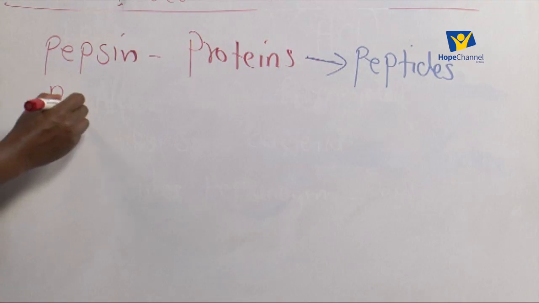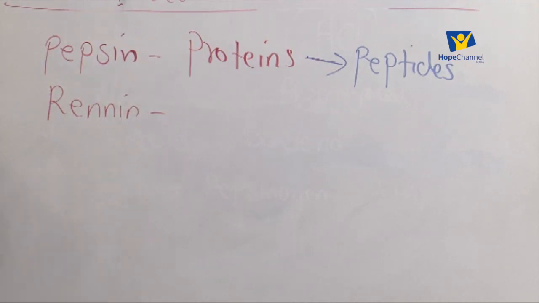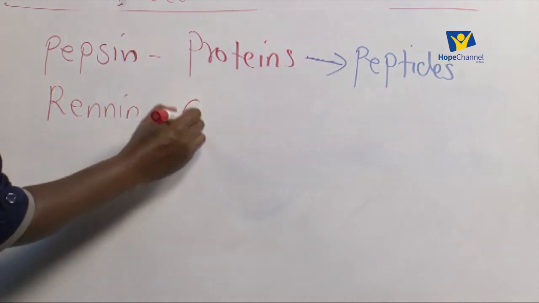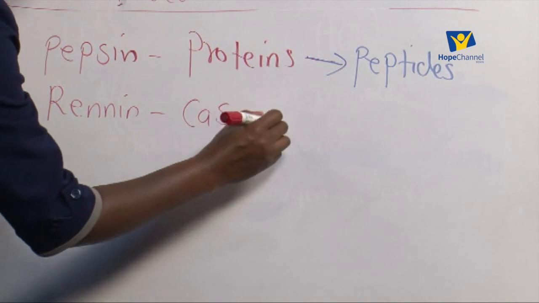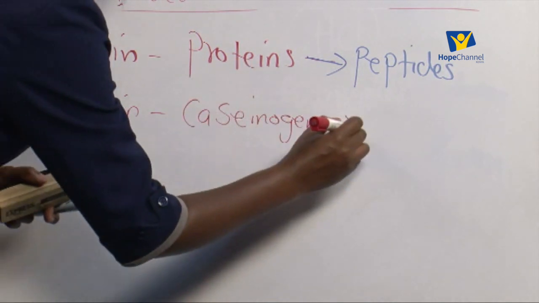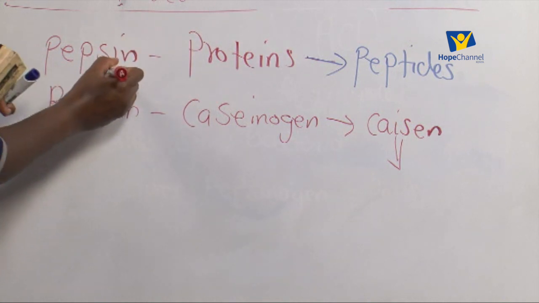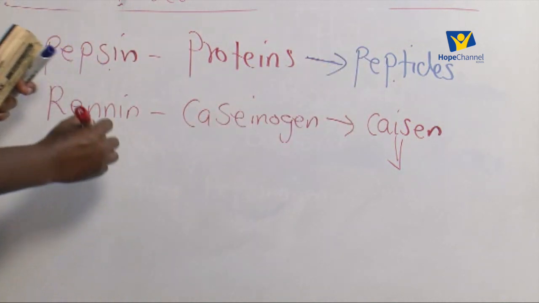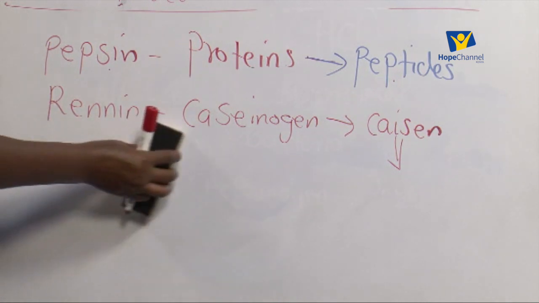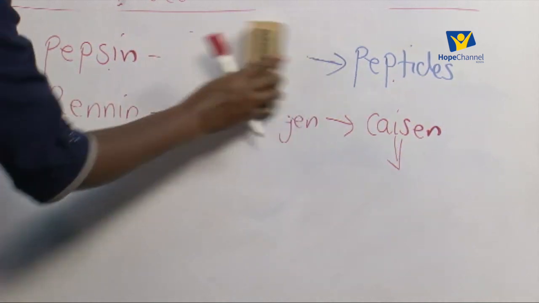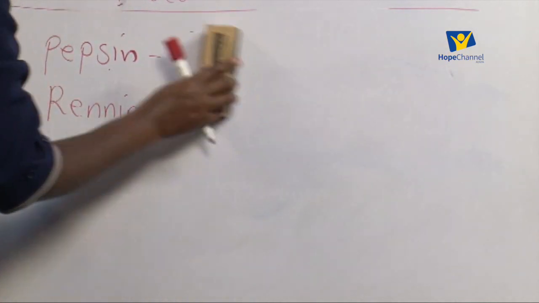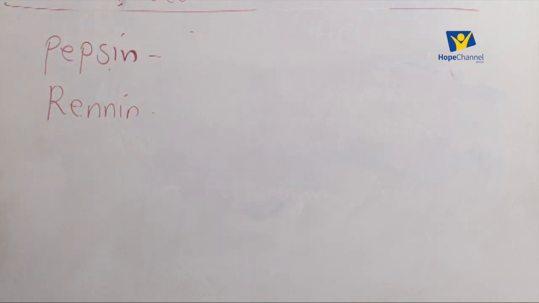Then the renin enzyme converts the caseinogen in milk into casein, such that this can be broken down by the pepsin into peptides. So basically, what are we saying? We are saying that renin and pepsin are working on the proteins.